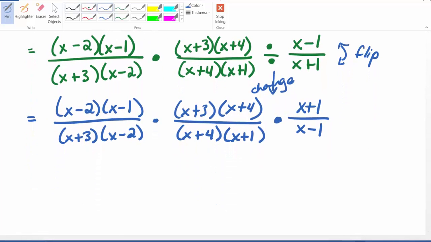Everything is being multiplied together, so it really doesn't matter if we see something over here canceling out with something down here. Again, because of the commutative property for multiplication. So in fact, we can go ahead and cross those off. This x minus 2 can cancel out with this x minus 2. X plus 3, there is 1 on the bottom right there. X plus 4 can cancel out with this x plus 4. And then this x plus 1 can actually cancel out with this x plus 1.